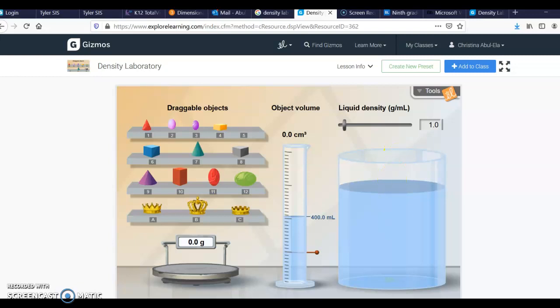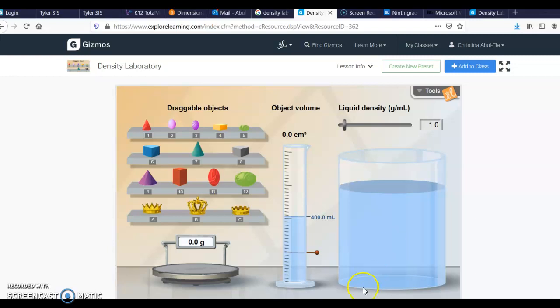Anyway, I'm going to go ahead and grab my object and put it back on the shelf. Again, and so to review, we're going to take the mass, we're going to take the initial volume, the final volume, subtract, and then we are going to predict or try out and see if that object is going to sink or float in water. That's going to tell us whether the density of the object is bigger or smaller than the density of water.